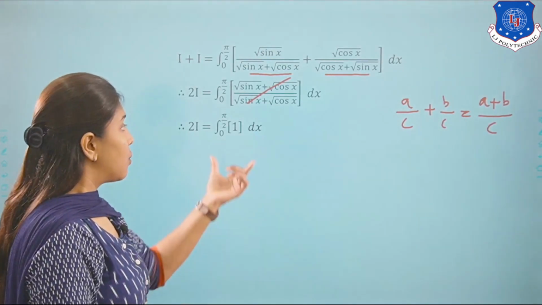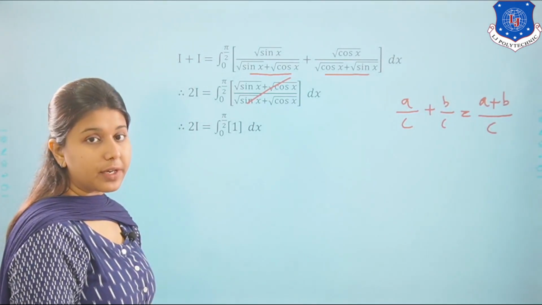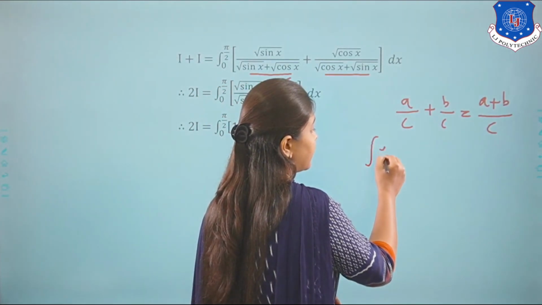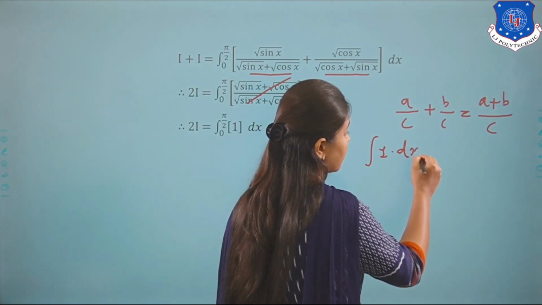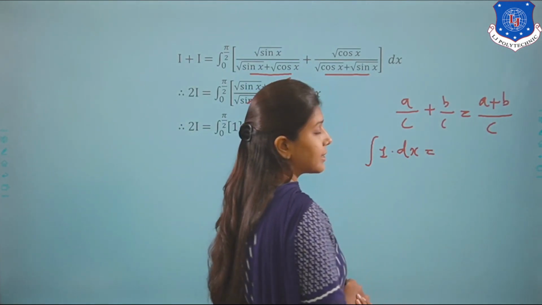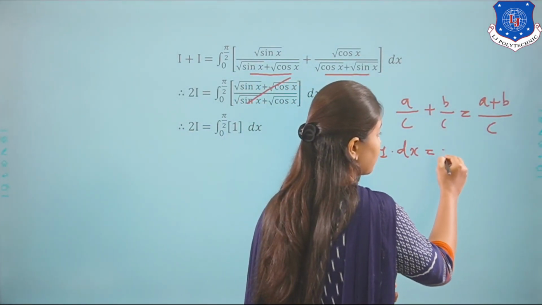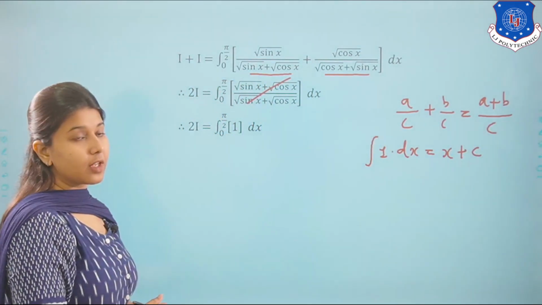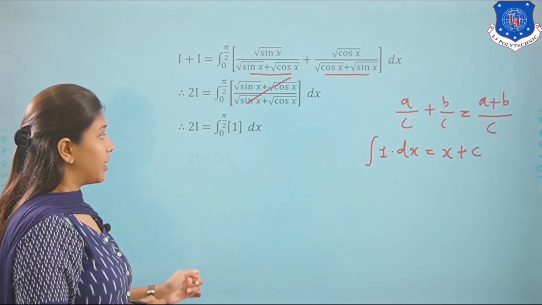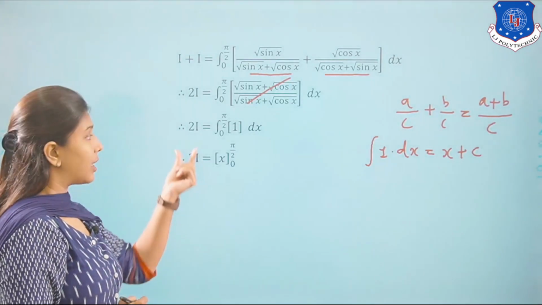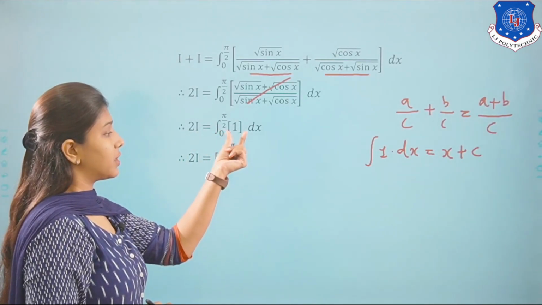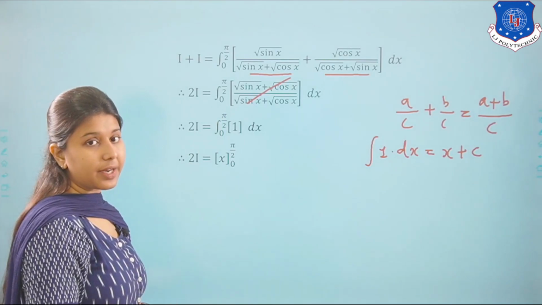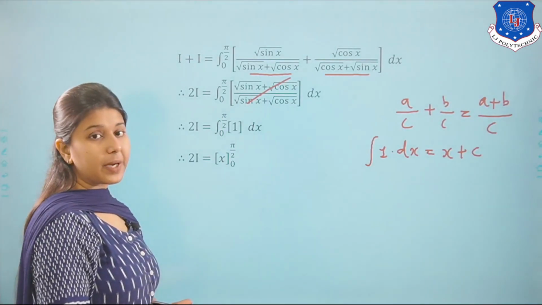Now what about the integration of 1 dx? We have the formula that if integration of 1 dx is given, then your answer should be x plus c. Using this, we have 2I, and integration of 1 is equal to x, and the limits of integration are given as 0 to pi by 2.